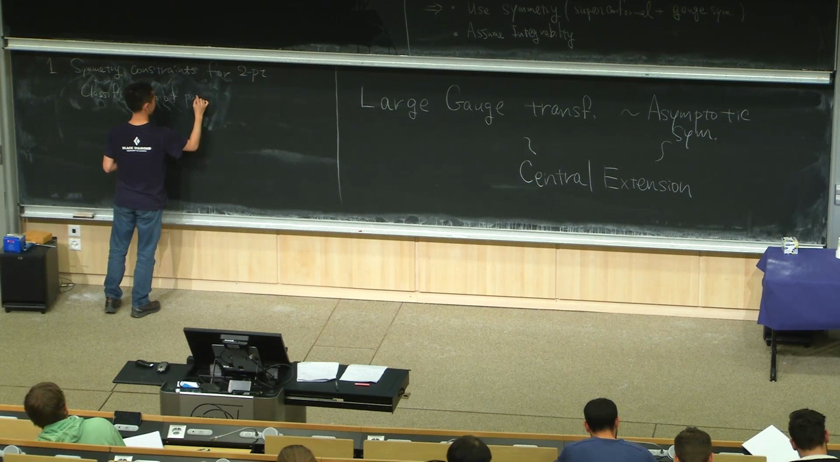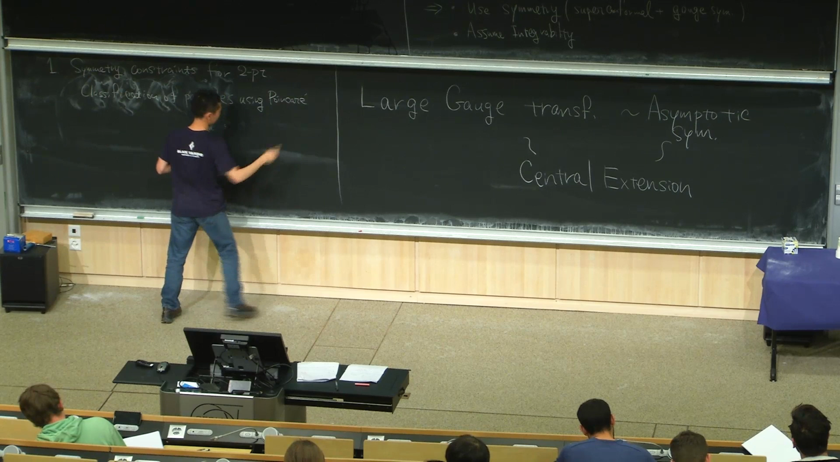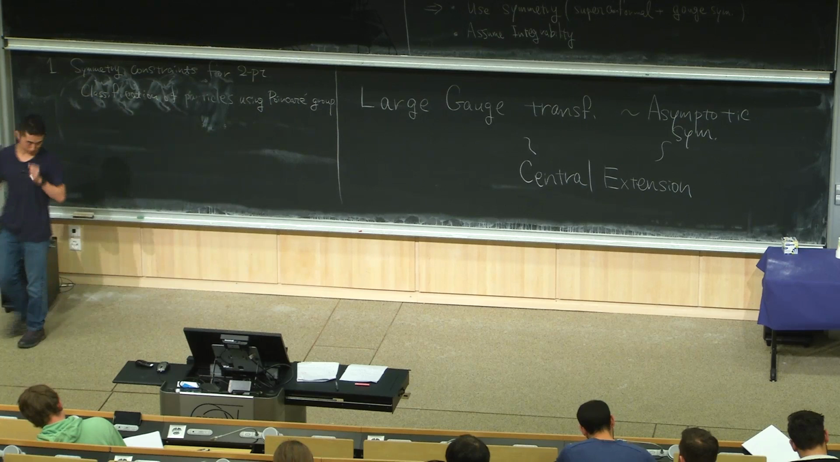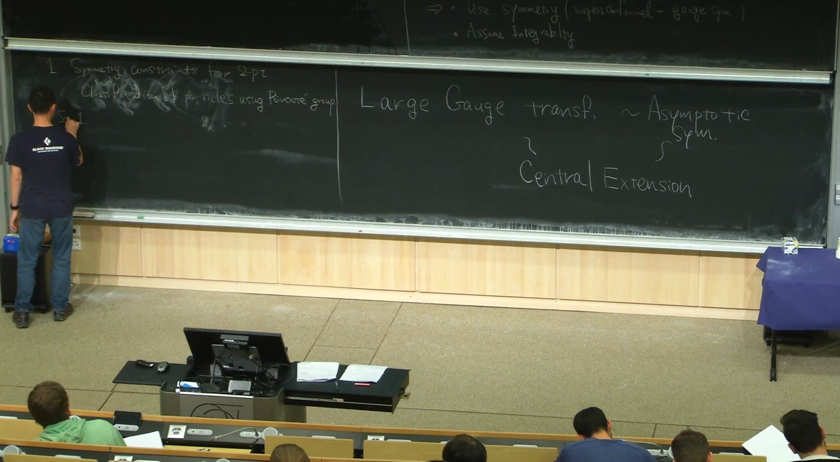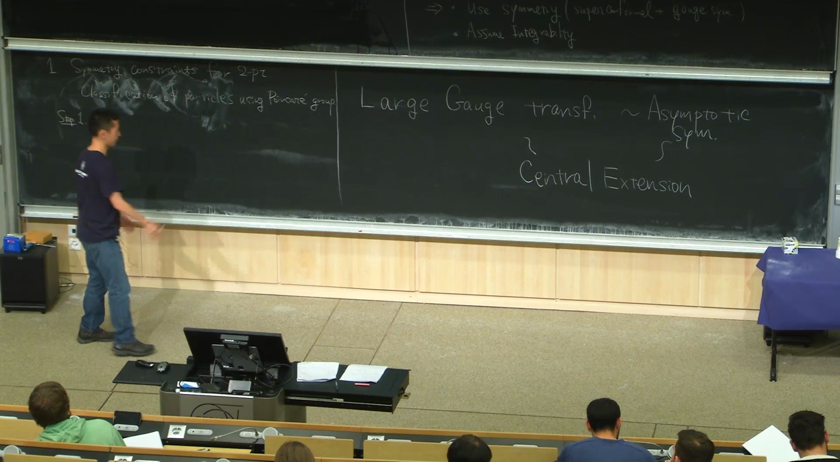This is something you learn, I guess, when you start to learn quantum field theory. Let me remind you of the necessary steps for doing that. Step one: what I'm going to do is to classify particles like spinors or vectors using the Poincaré group. And step one is to go to the rest frame.